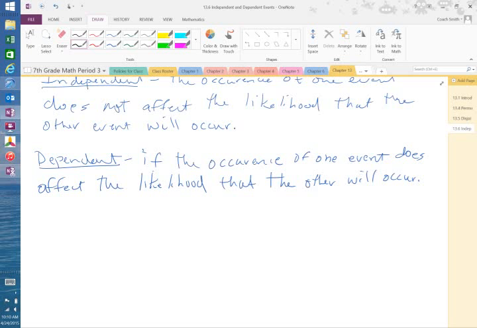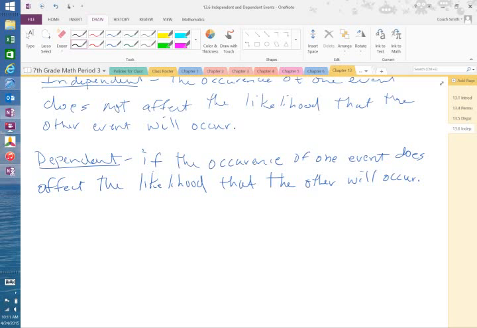But what do we need for snow? Cold weather. Obviously, it's not going to snow in the summer. If it does, it would be a major miracle, especially in Texas. So you need to have something happen before it can snow. That would be dependent. It's dependent upon something else to happen.